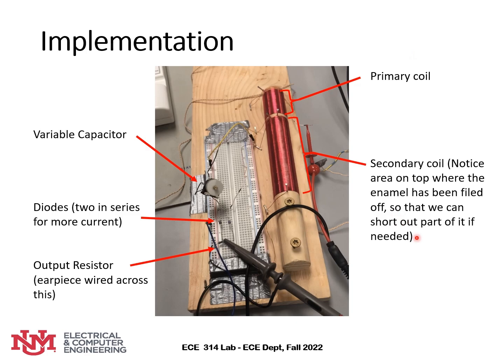This is the actual implementation, the actual circuit that I made. Here we have my variable capacitor. Here I have two diodes. I have two in series for more current, although that didn't end up doing that much. This is my output resistor. Normally I'd have my earpiece wired across this, but I was testing it using an oscilloscope. This is that primary coil from the previous schematic, and this is the secondary coil. I've filed off some of the enamel on the top of this so that I can short out part of it so that it's variable.